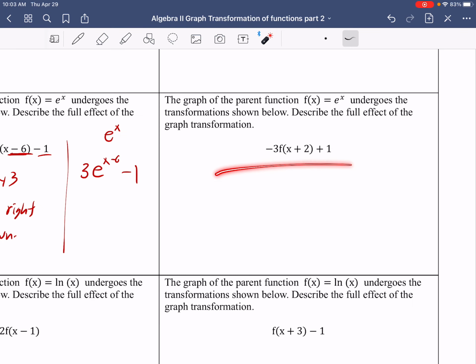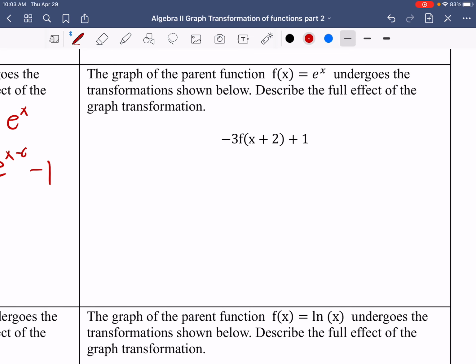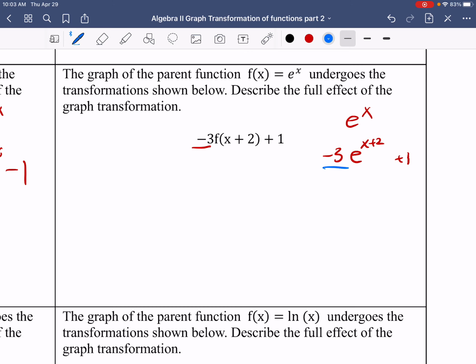So try this question by yourself. You just see negative 3, you just write it here. Plus 2, you write it here. Plus 1, you write it here because it started from here. So it's easy, right?